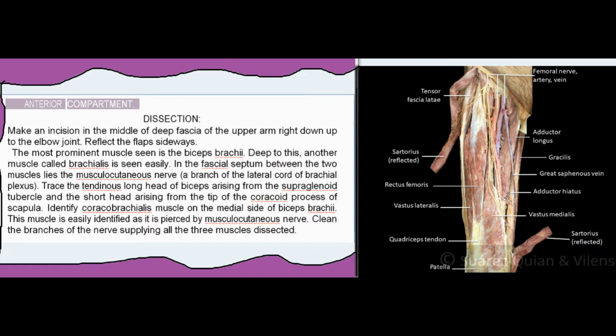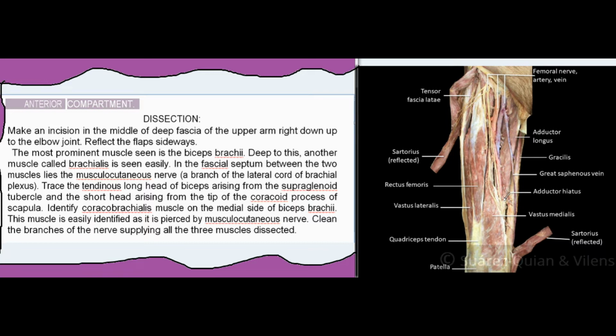In the fascial septum between the two muscles lies the musculocutaneous nerve, a branch of the lateral cord of brachial plexus. Trace the tendinous long head of biceps arising from the supraglenoid tubercle and the short head arising from the tip of the coracoid process of scapula.